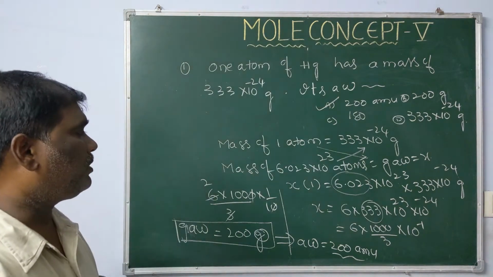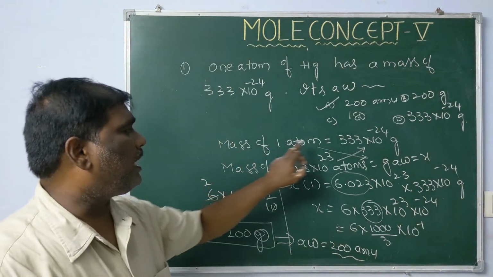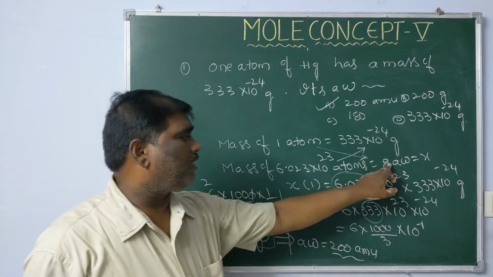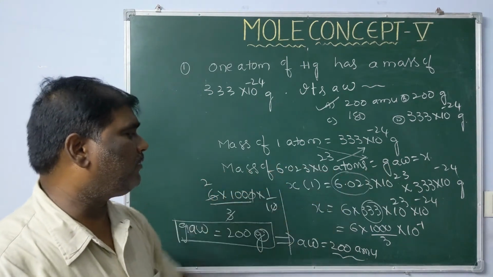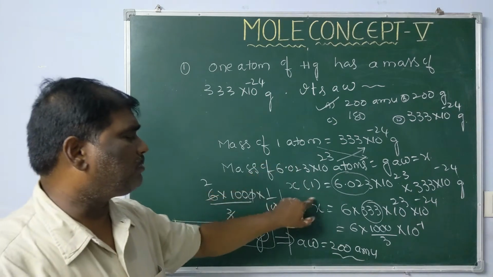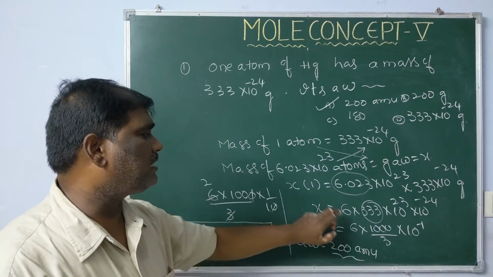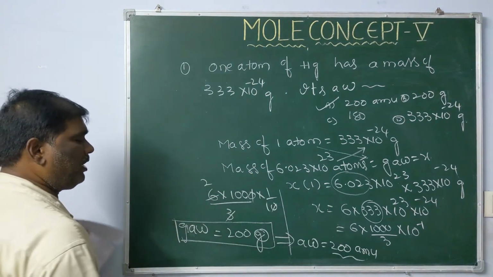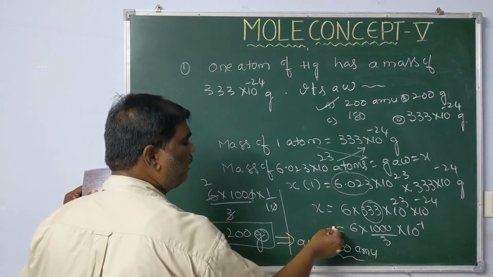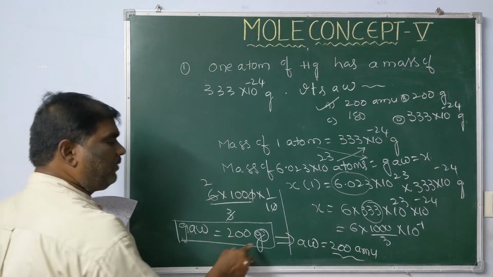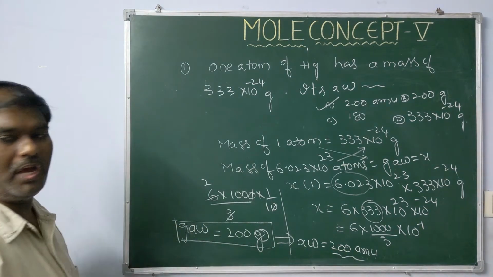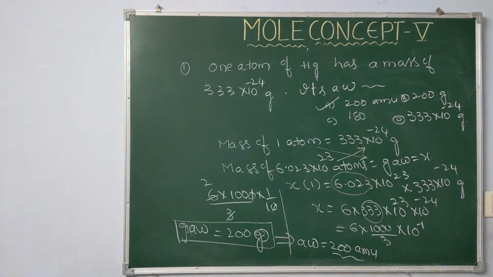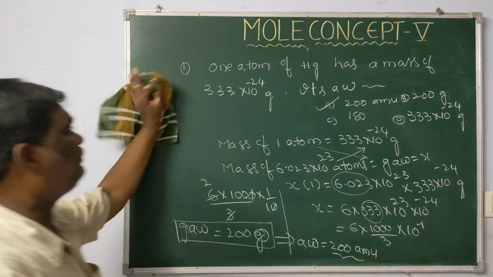I repeat the problem once again. Mass of one atom is given. Gram atomic weight we are estimating. That means this is the mass of Avogadro number of atoms. On cross multiplication we get x, which is nothing but gram atomic weight. If gram is replaced by AMU, then it is called atomic weight. Now we are going to discuss the next problem.